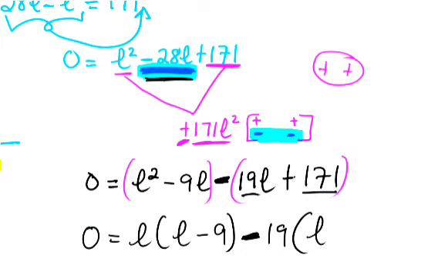Then a negative number divided by a positive number is a negative. Then 171 divided by 19 gives 9. So you have 9 there. So you can see the bracket is the same as the other bracket. So just pick one bracket. So the left hand side will be L plus, or rather minus 9, times L minus 19.